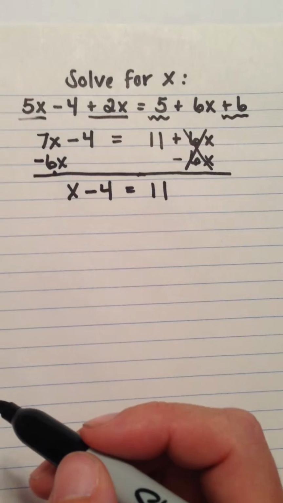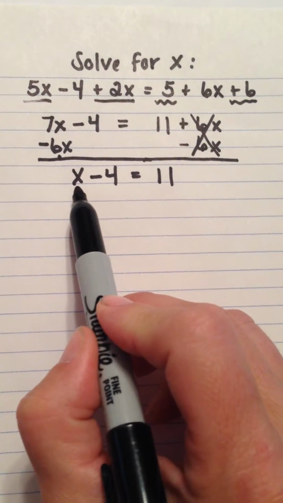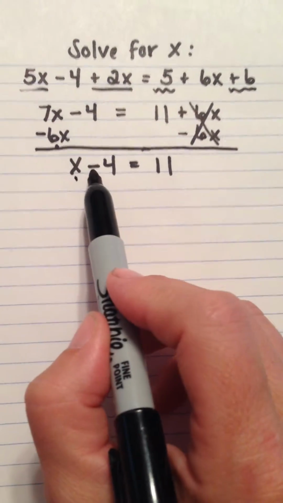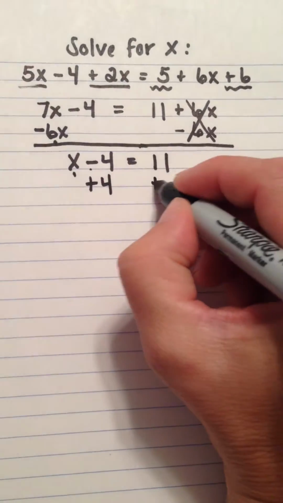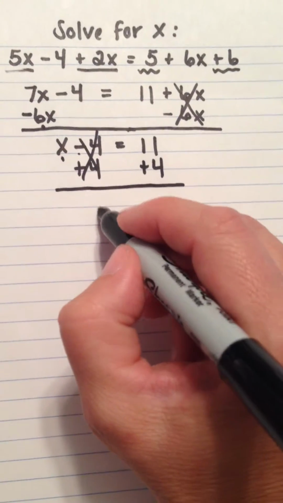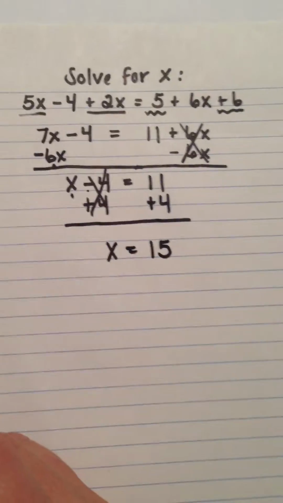So I'm going to continue with step 3 because I now have isolated my variable and I need to undo the addition or subtraction. So here I'm subtracting 4, so I'm going to undo that by adding 4 to both sides. And x equals 15 would be my solution.